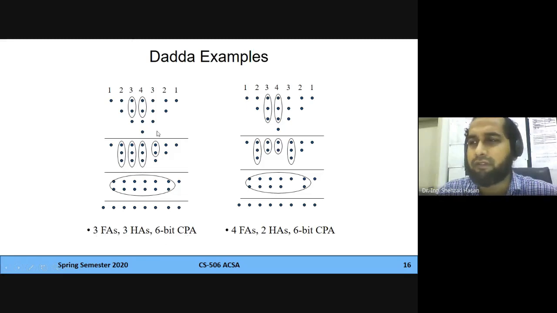So this is one example through which you can do it. This is another one through which you can do it. Again, you are not using 5 full adders. You are using just 4 full adders, and instead of 3 half adders, you are using just 2 half adders. But your CPA is a bigger one than the previous case. So these are two different designs that can be used to implement a multiplier.